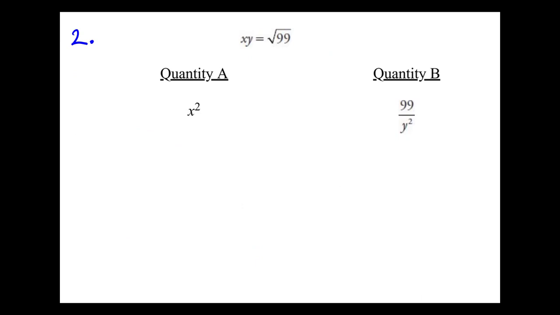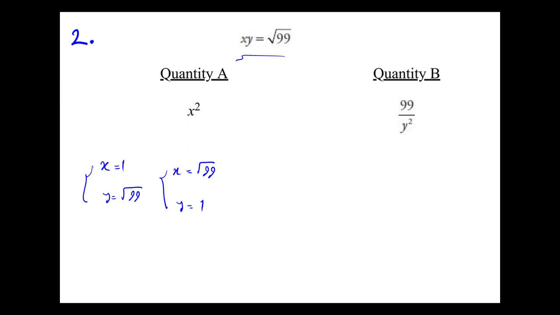Let's go to question 2. In question 2 it says that x multiplied by y is the square root of 99. From this you cannot say what x is and what y is. For example, you can say that x is 1 and y is the square root of 99, so if we multiply them together, this will be the result. And also we could say x is a very big number like this, and y is 1. These are kinds of solutions for x and y, but we have one equation and two unknowns.